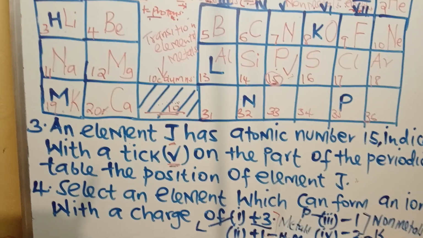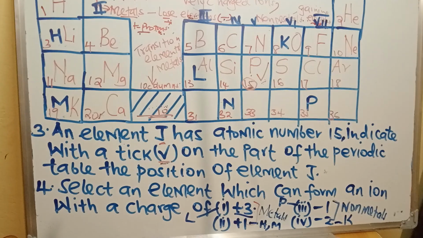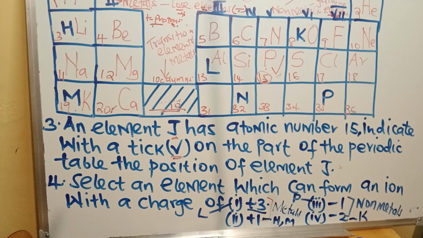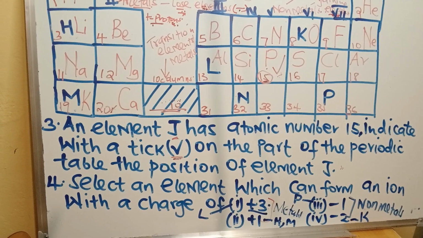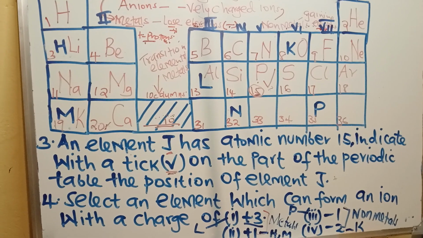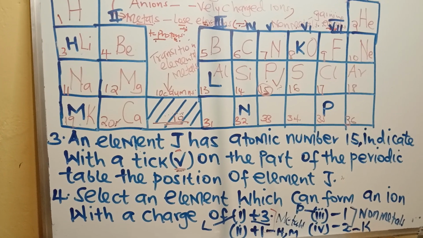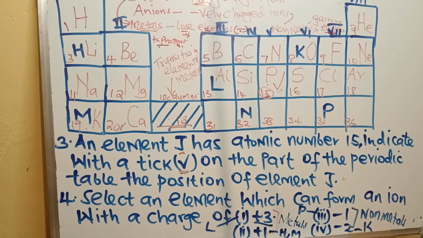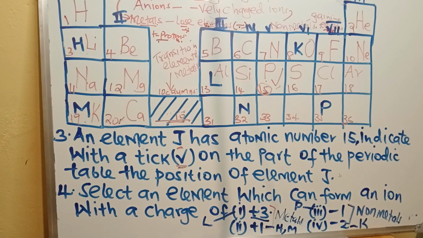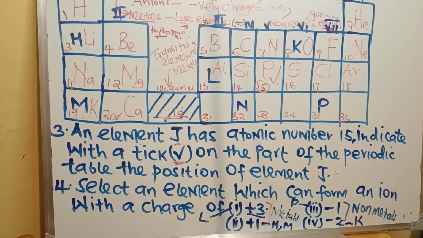So let me conclude this by saying this. For you to understand whether metals have a positive charge and non-metals have a negative charge, you just need to know that any element can either gain or lose electrons when it is reacting. And the gaining or the losing is to make that element become stable.